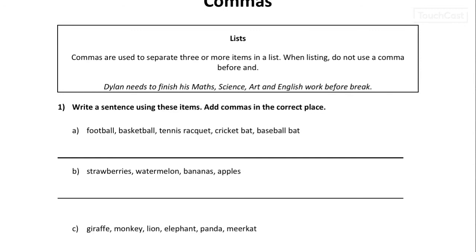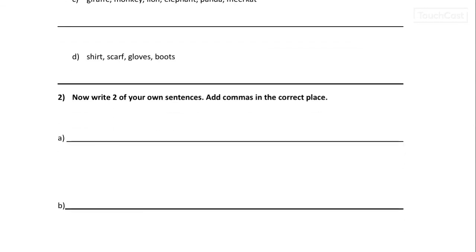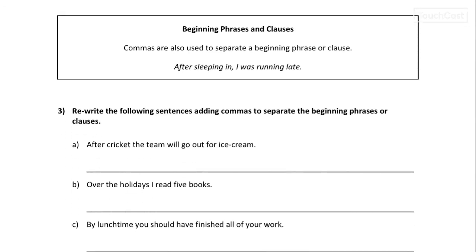So I might even give you the first one as an example. It could say, in my garage, I have a football, basketball, tennis racket, cricket bat, baseball bat. Full stop. We're just practicing, one, putting it in sentences, and two, using the comma to list. So there's four different examples for you to put into a sentence. Then you need to write two of your own sentences, creating your own list, okay? I'm not going to give it to you all the time. That part I think you're going to be okay with. This might be some new knowledge for you though, and some new application.